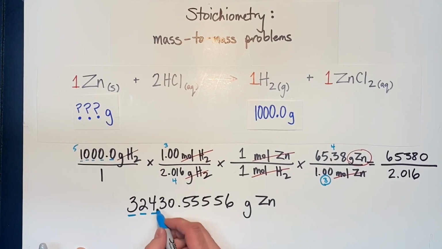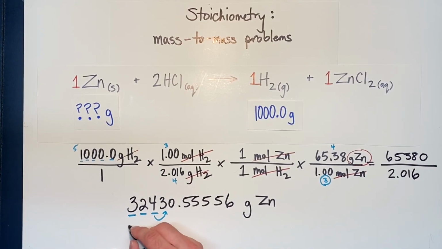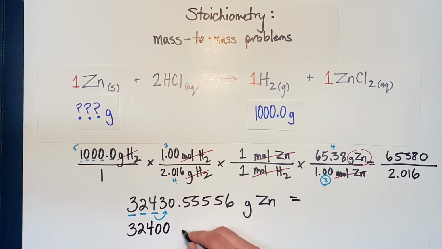1, 2, 3. So the 4 is the digit we're going to round. We look to the digit to the right. It's 3. 3 is less than 5. So our answer will be, we'll keep the 3, keep the 2, round down the 4. So keep the 4 and then put zeros in.